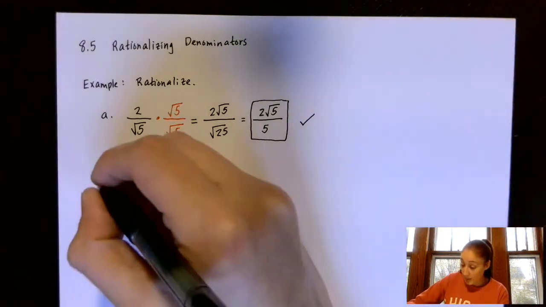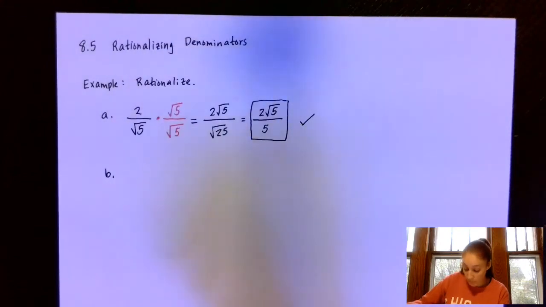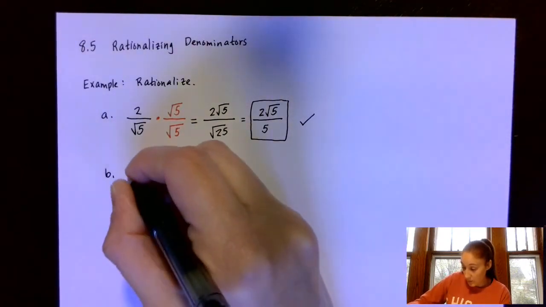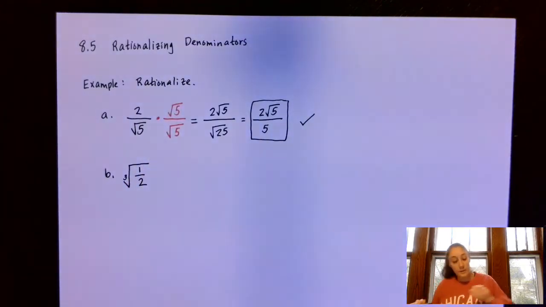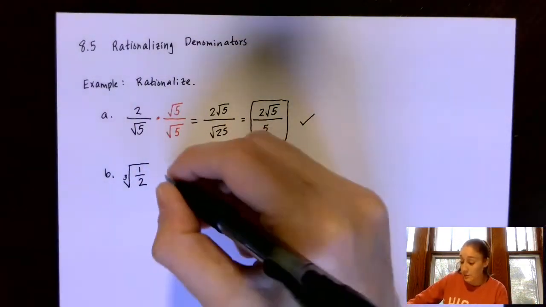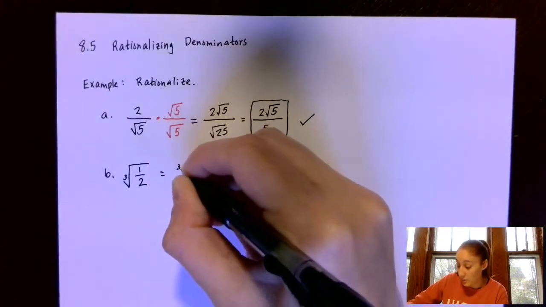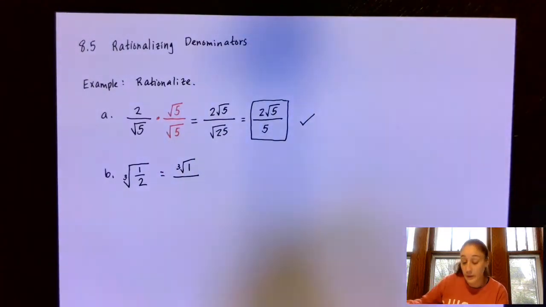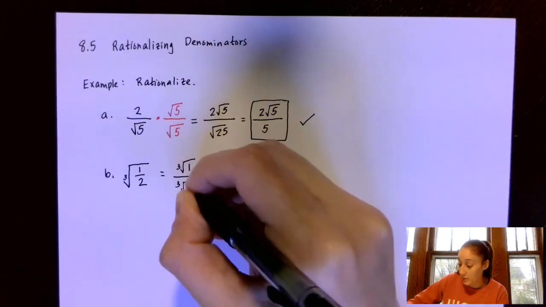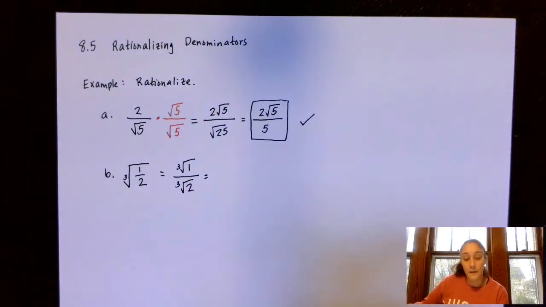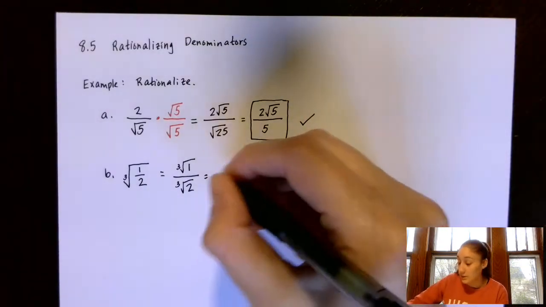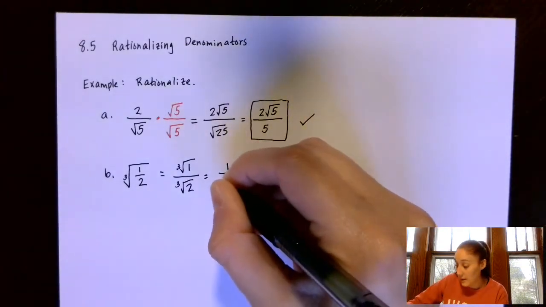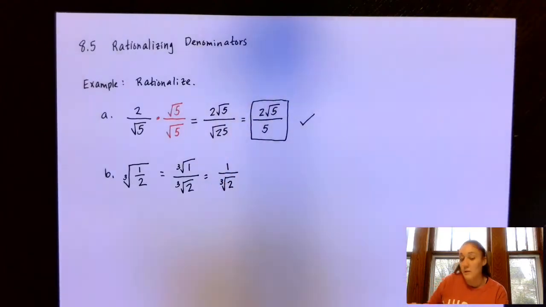Alright, next we're going to do one with a higher root. So we have the cube root of 1/2. I'm going to separate this into 2 radicals: the cube root of 1 in the numerator and the cube root of 2 in the denominator. Now the cube root of 1 is 1, since 1 times 1 times 1 is just 1, so I can simplify that. But I still have a cube root of 2 in the denominator.